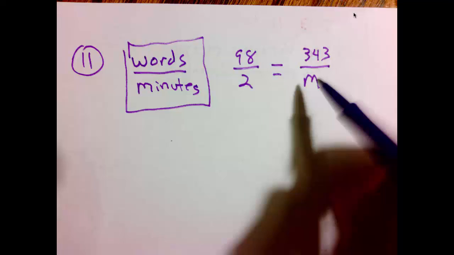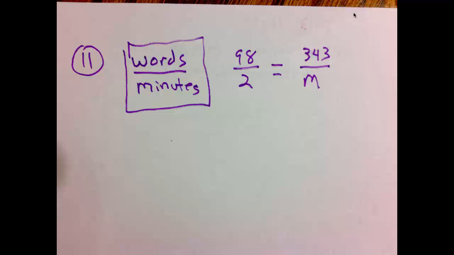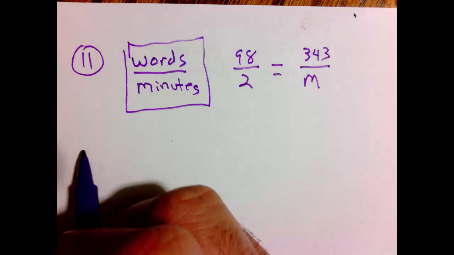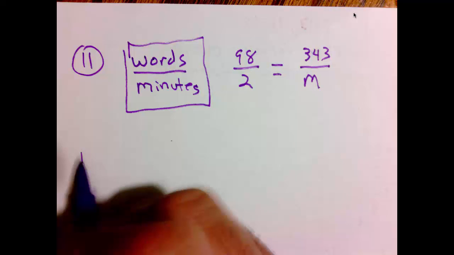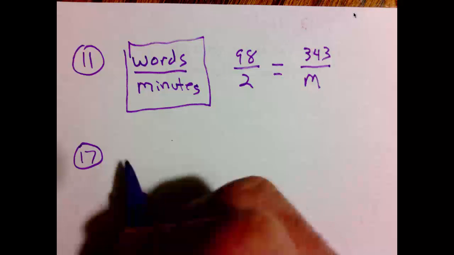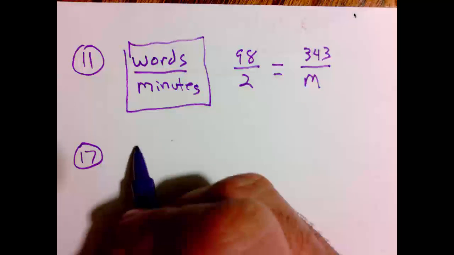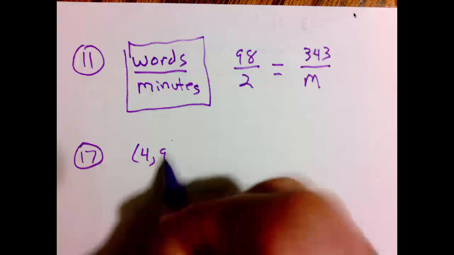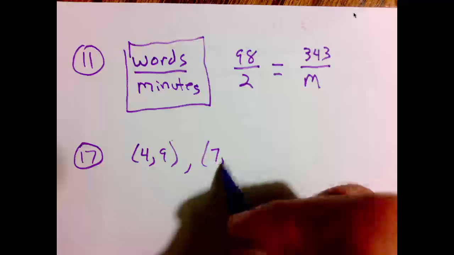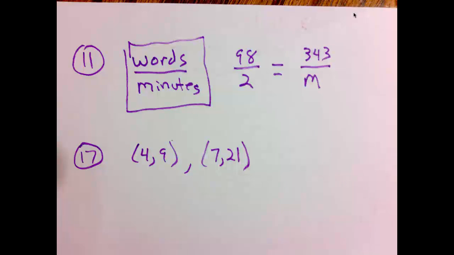I'm going to skip down now and look at problem number 17. 17 and 18 are identical. It wants us to find the slope. It says, what is the slope of the line through points 4, 9, and 7, 21? Well, we have many ways we can find this.